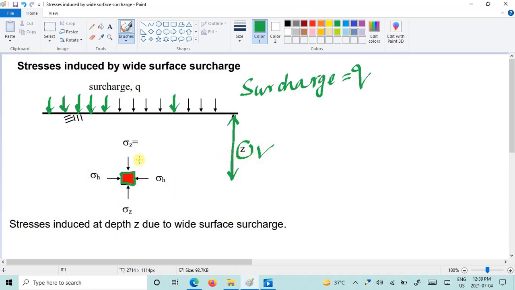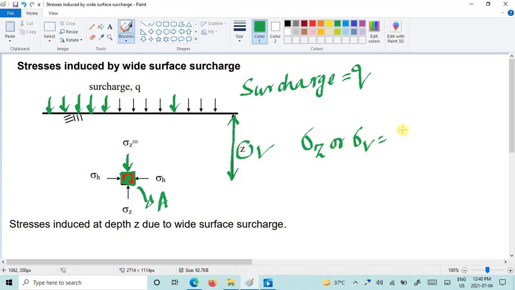Now we already know that if you want to find out the sigma Z or the sigma V, which is the vertical stress acting at this particular point, and we call that point A in our previous videos. Now how can we find out the vertical stress due to the weight of the soil and due to the additional load, which is the surcharge?